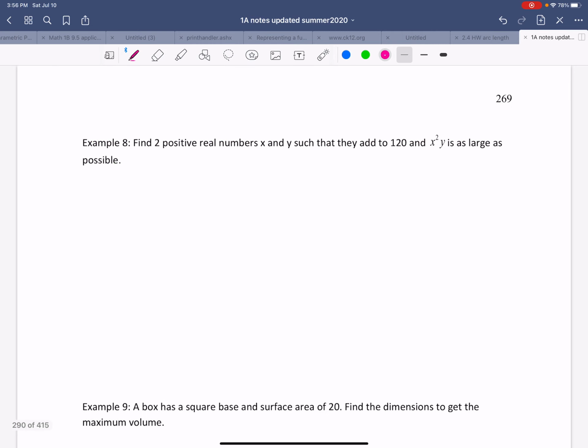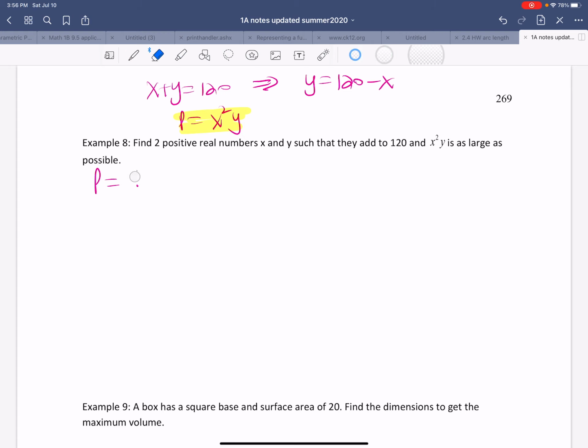Okay, another example. Find two positive real numbers, x and y, such that they add up to 120 and x squared y is as large as possible. So x plus y adds up to 120, very similar to the problem we just did. We want to maximize x squared y. We want to express one in terms of the other. So I can say y is equal to 120 minus x. P is equal to x squared times 120 minus x. P is equal to 120 x squared minus x to the third.